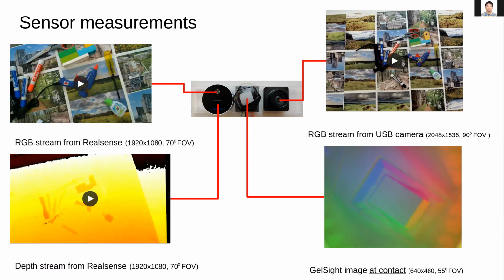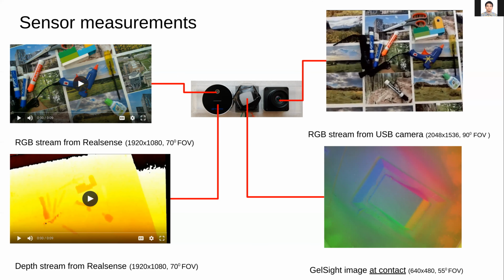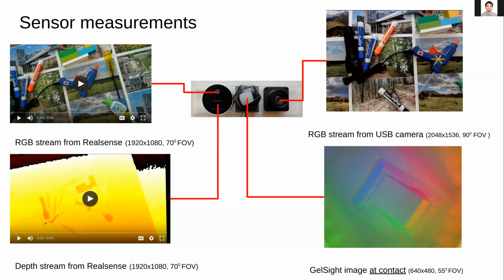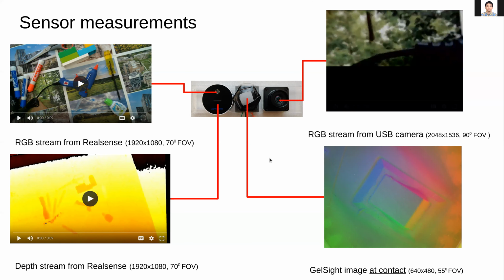With our collocated camera and tactile sensor setup, we obtain two image streams, one each from the RGB channel of the RealSense on the left and the RGB camera on the right, and a depth stream of the RealSense and the gel side image at contact. The corresponding sensors and their data streams have been marked with red lines.